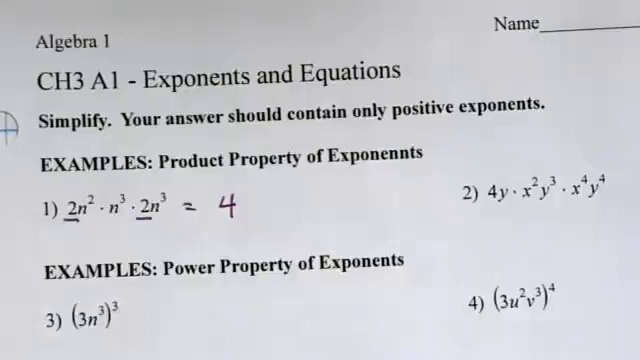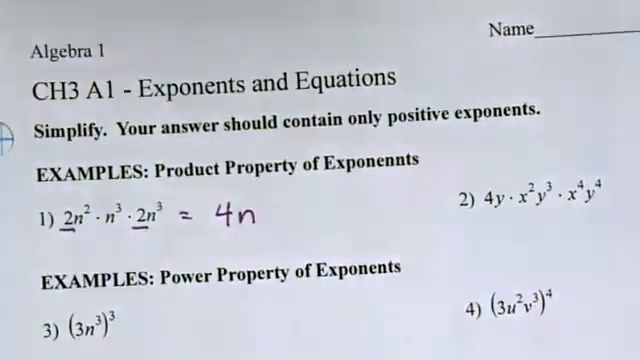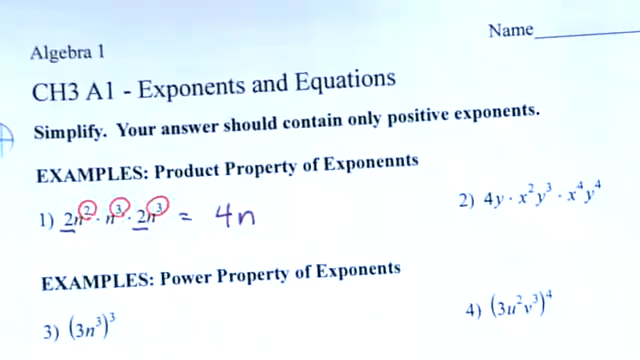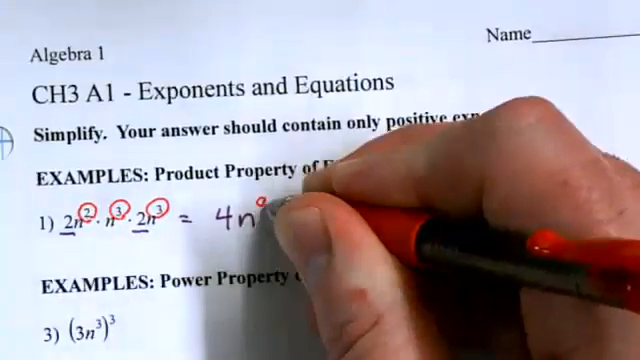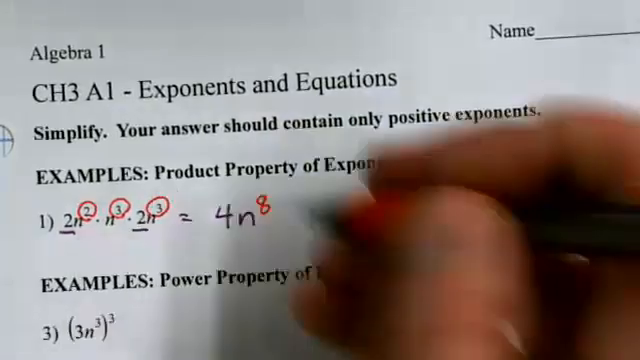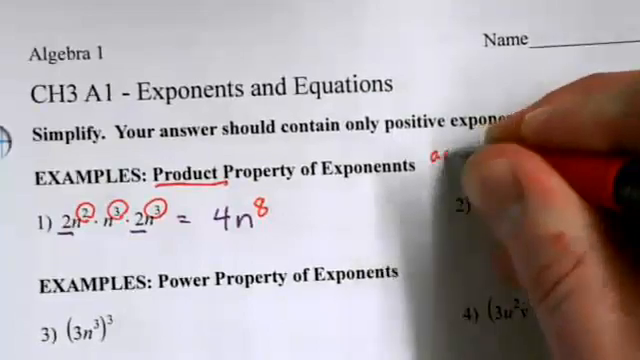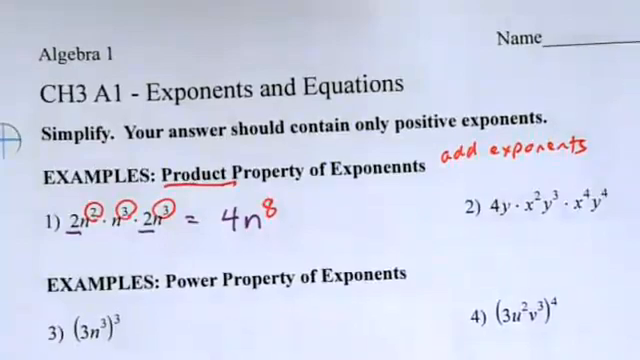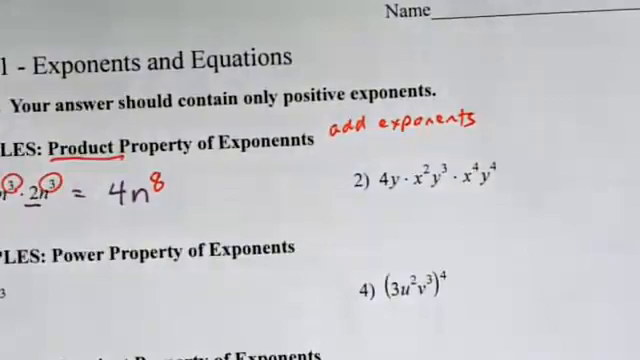And then we're going to have some n's also. And what is the shortcut for these exponents? What are we going to do with this 2 and this 3 and this 3? We're going to add them together. 2 plus 3 plus 3 is 8. So the shortcut is when we are multiplying, we have a product, we're multiplying a bunch of stuff together, we add the exponents. That's our shortcut here.